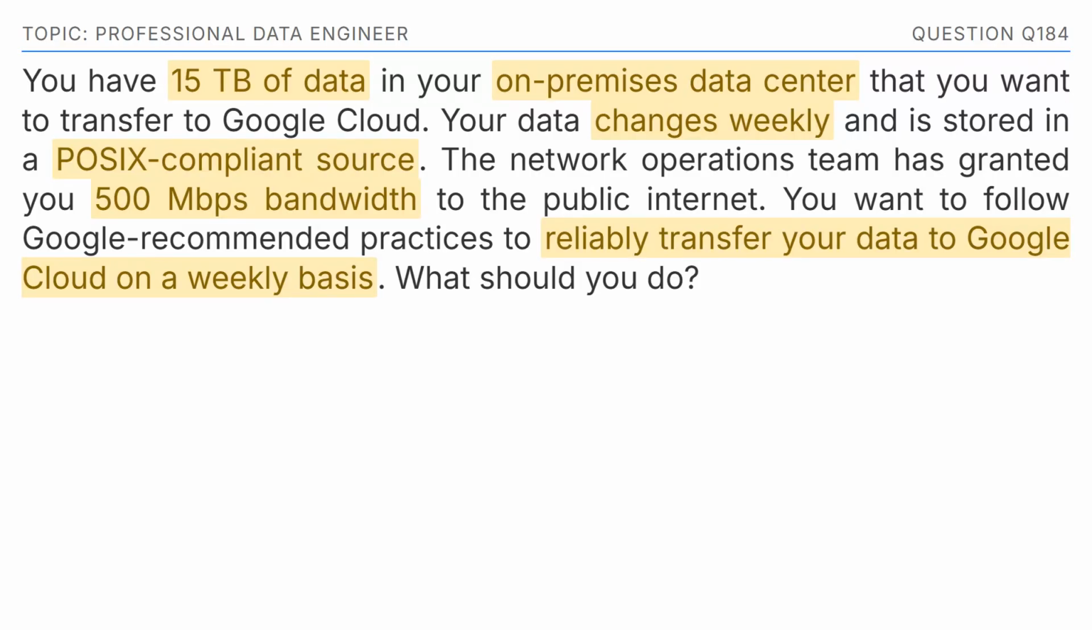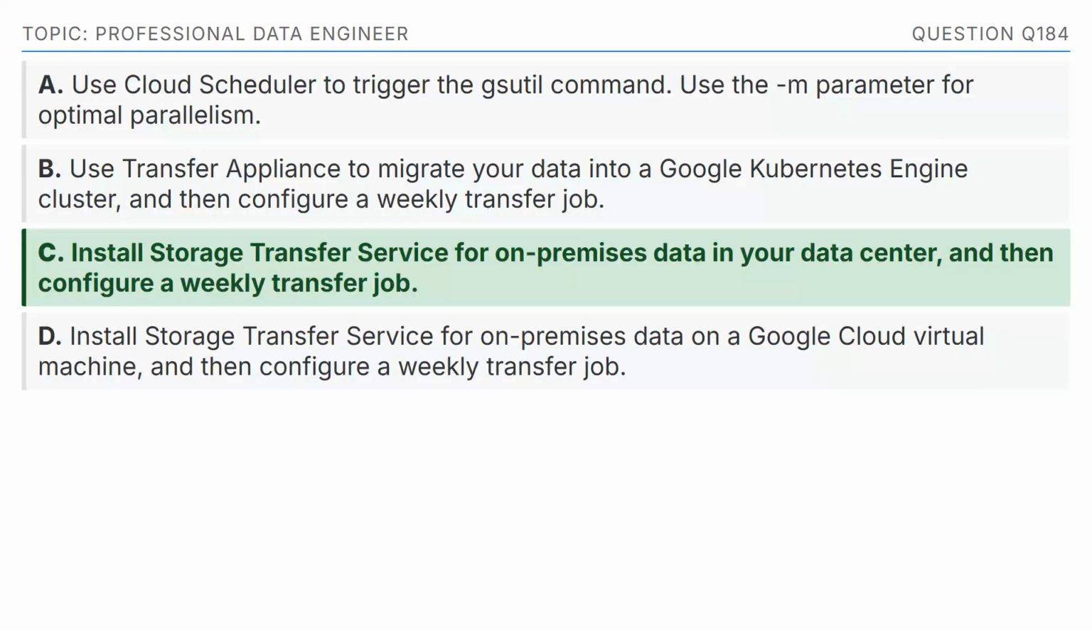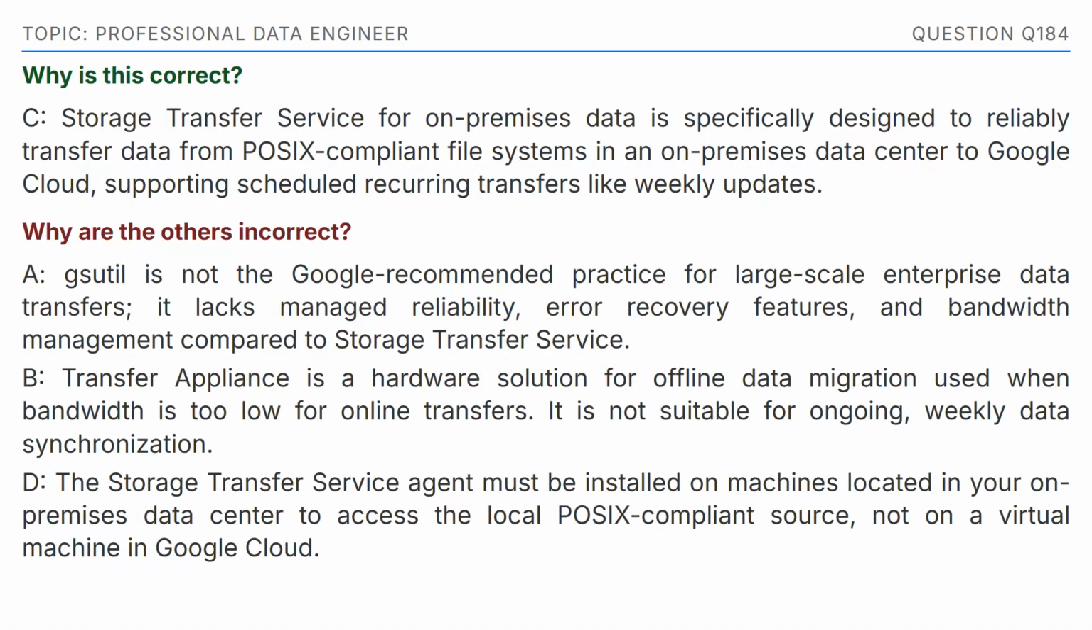To arrive at the correct answer, we focus on the keywords: 15 terabytes of data, on-premises data center, changes weekly, POSIX-compliant source, 500 megabits per second bandwidth, reliably transfer your data to Google Cloud on a weekly basis. The correct answer is option C, install Storage Transfer Service for on-premises data in your data center, and then configure a weekly transfer job. Why is this correct?